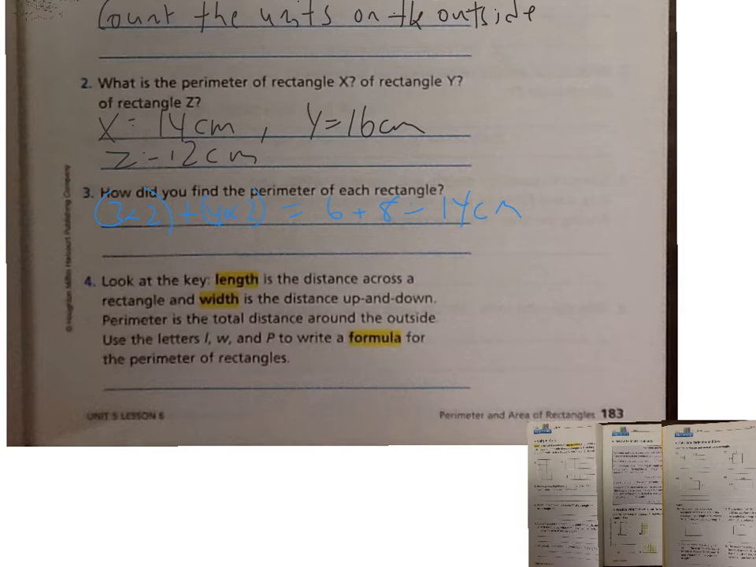Use the letters L, W, and P to write a formula for the perimeter of rectangles. So, the one thing you could have done is L plus W plus L plus W equals P. Okay? Or you could do, like I did up here, 2L, which is 2 times L, plus 2W, which is 2 times W, equals P. There's a couple different ways you could do it.